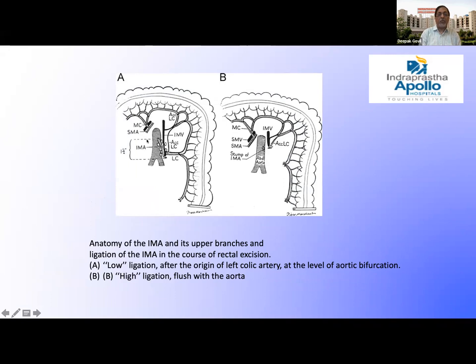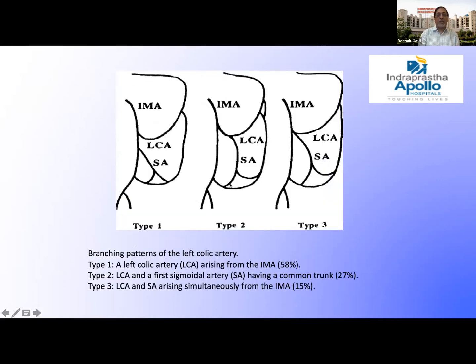This, I think, would be more important for the rectal procedure, which I would not like to cover at this stage, whether you ligate the IMA at which level. I think we would go to this. The IMA gives rise to these branches, the left colic branches, and the sigmoid arteries on the left side arise separately. This is the majority, type 1, almost 58%.